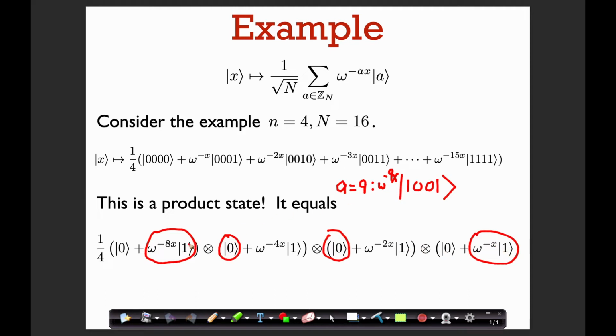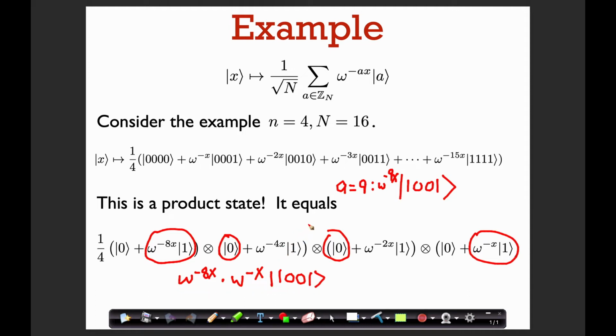Now, what is the coefficient in front of that? Well, it's omega to the minus 8x. Here we just pick up a phase of 1. Again, we pick up a phase of 1. And here we pick up a phase of minus x, so times omega to the minus x. Okay, that's 1, 0, 0, 1. So we get exactly the coefficient that we want in front of this state.